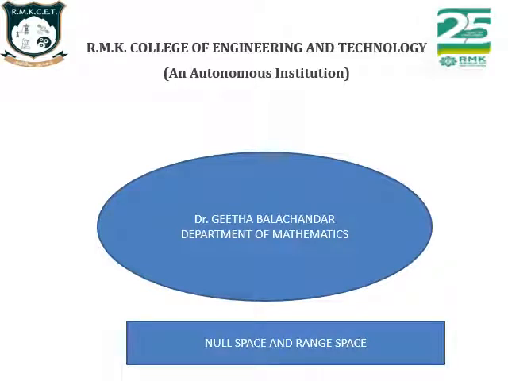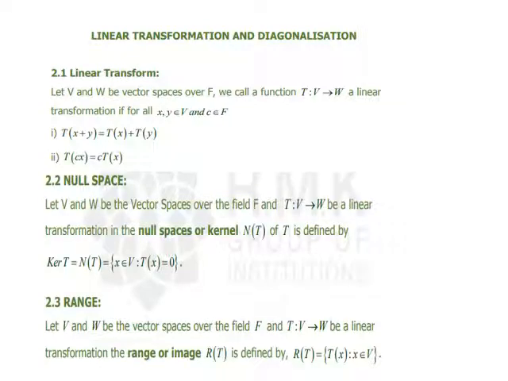In this video today, we are going to see about null space and range space. But before we go to that, we'll just have a quick recap of linear transformation. A function T from one vector space V to another vector space W is called a linear transformation if T(x + y) = Tx + Ty and T(cx) = c·Tx for x, y in V and c in F.